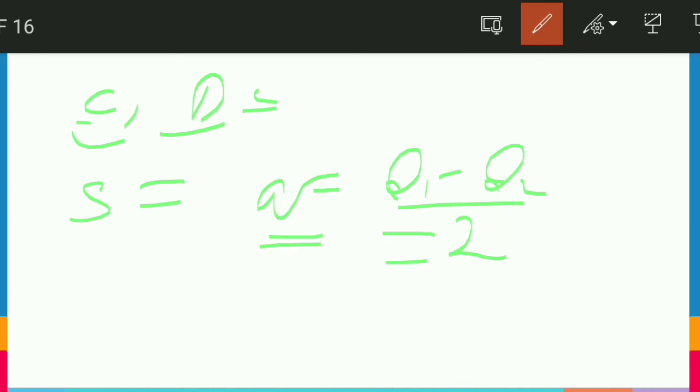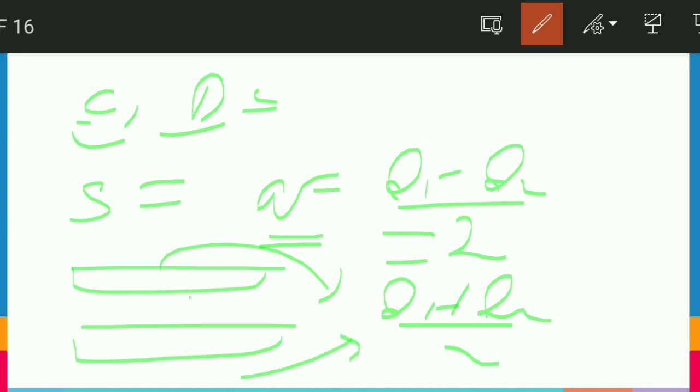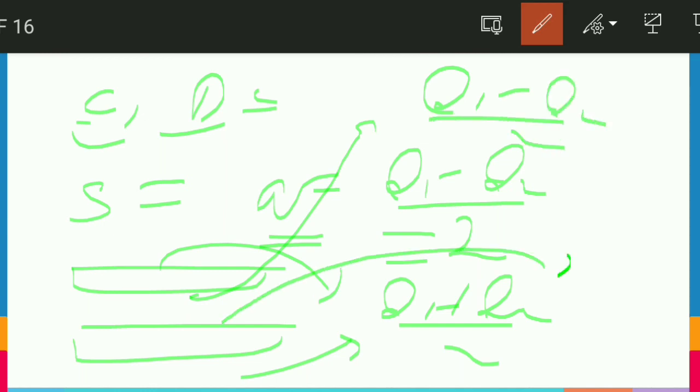So just putting the value, our charge distribution will be something like this. This is our plate, this is our plate. Our outer surfaces will get q1 plus q2 by 2, both of these, and this will be equal to q1 minus q2 by 2, and this will have the opposite of that, that is q2 minus q1 by 2.